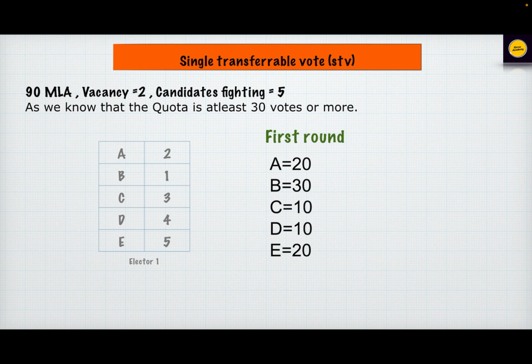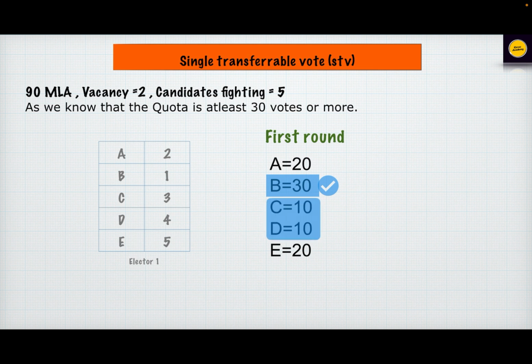अब देखिए फर्स्ट राउंड में ये निकल गया कि 90 MLA थे, 90 इलेक्टर्स थे, उन लोगों ने अपनी लिस्ट के हिसाब से जो रखा उसमें सबसे ज़्यादा B को फर्स्ट प्रेफरेंस मिला. तो हम देखेंगे कि सबसे ज़्यादा किसको मिला, तो B को मिला. तो B जीत गया. लेकिन हमको ये भी पता है कि वैकेंसी 2 है, तो फर्स्ट वैकेंसी तो फिल हो गई.